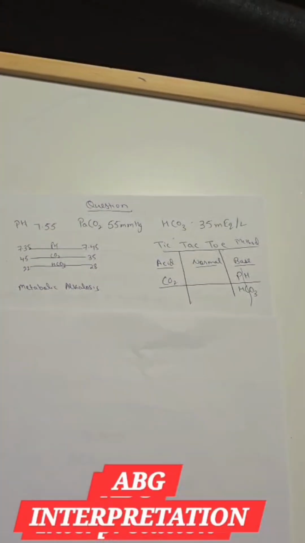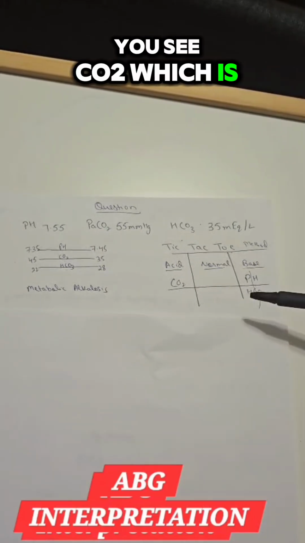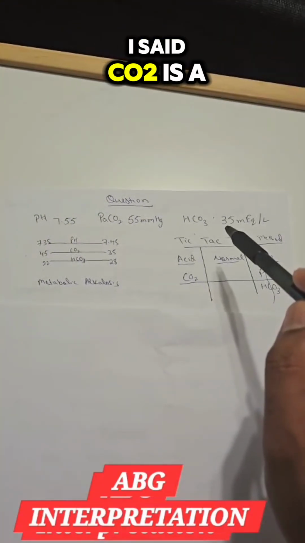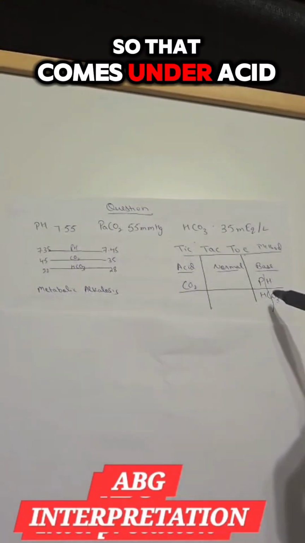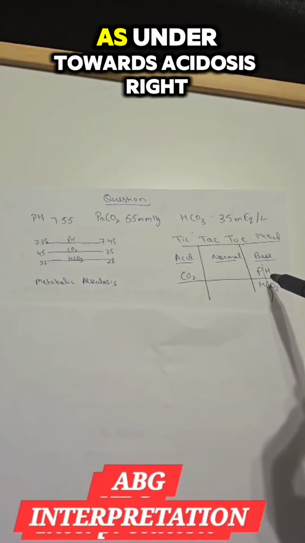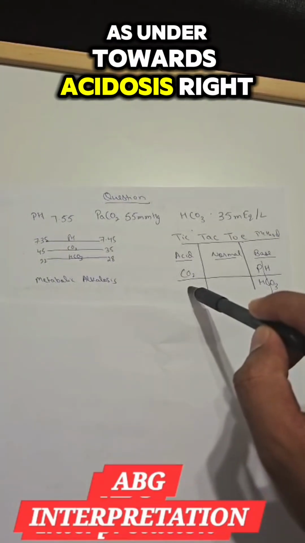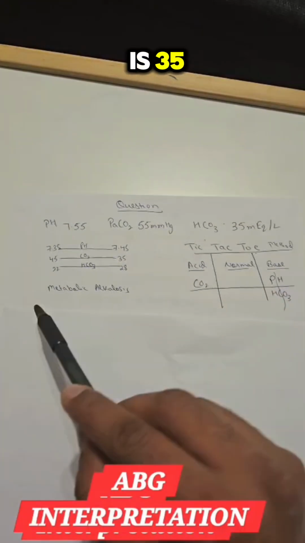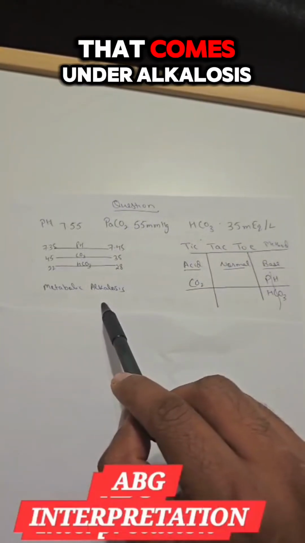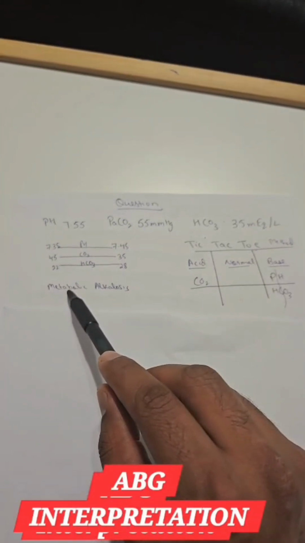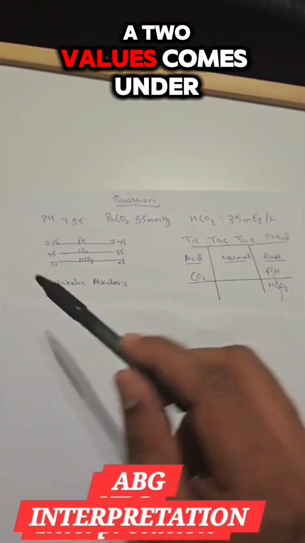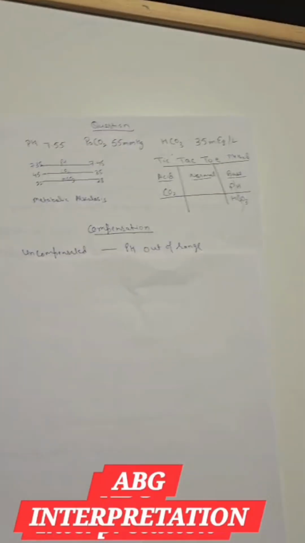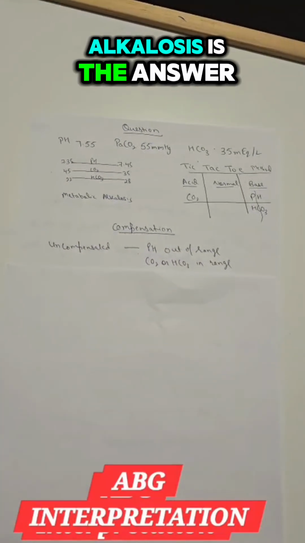Then you see CO2, which is acid. As I said, CO2 is an acidic gas. So that comes under acid, and the value is towards acidosis, right? And now if you see the bicarbonate value, which is 35, that comes under the alkalosis side, right? So when two values come under the same side, that's the answer. So here metabolic alkalosis is the answer.